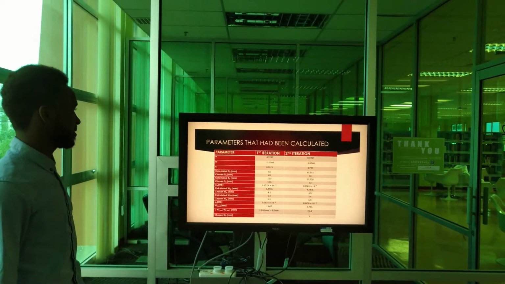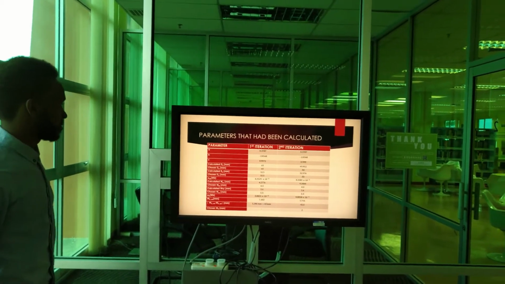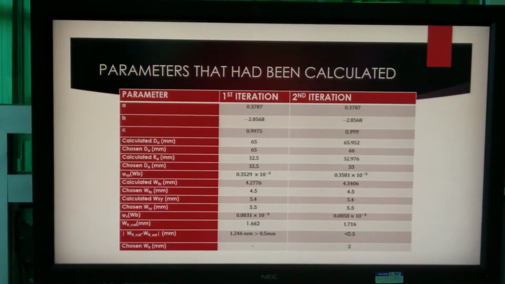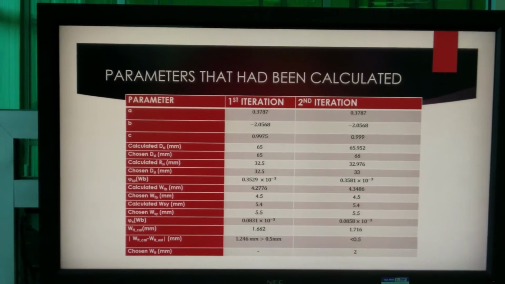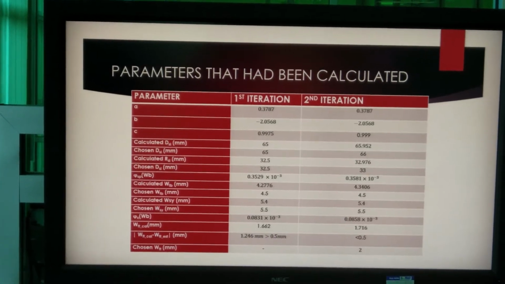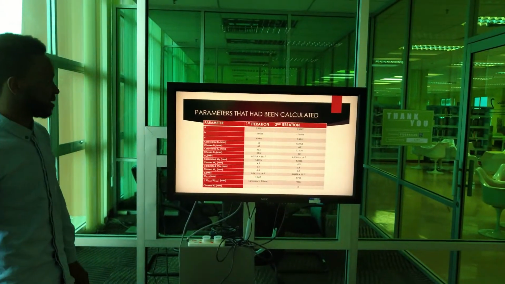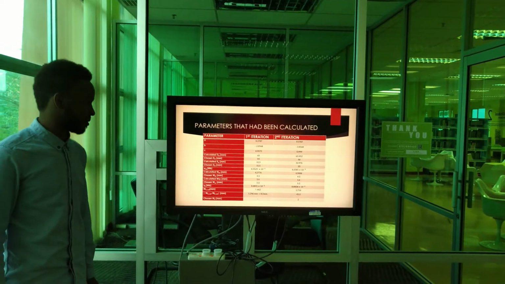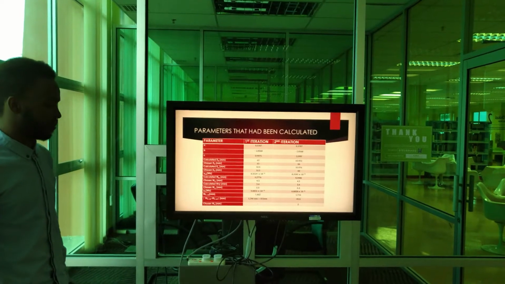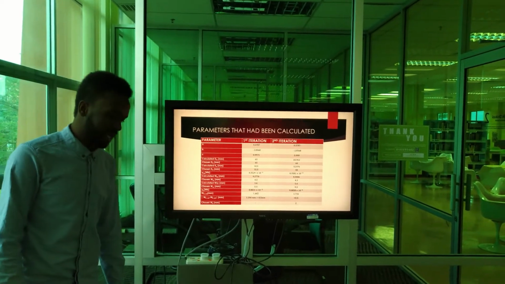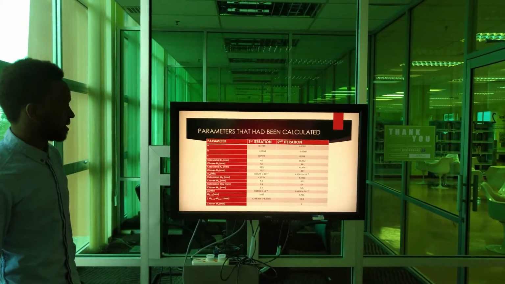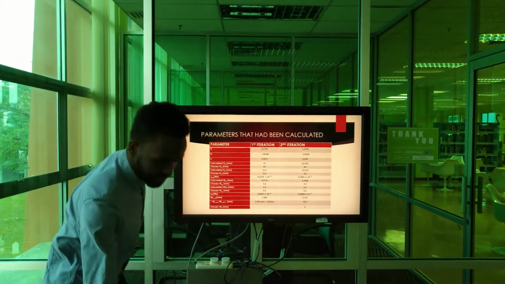Next, the parameters that have been calculated. For the parameters we have 2 iterations. For the first iteration, our value for WTT was not less than 0.5, so we went to the second iteration. For the second iteration, our value for WTT is less than 0.5, which means the motor is not overloading. That's why we choose the second iteration.